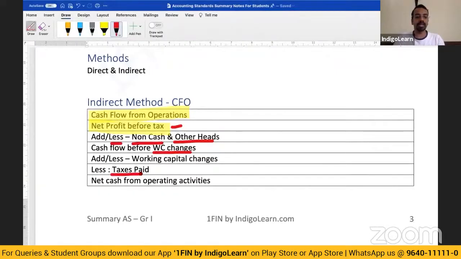Then comes tax paid, and you have net cash from operating activities. Obviously, if there are extraordinary items, we will disclose them separately. We will show them separately. That is obviously understood, right?